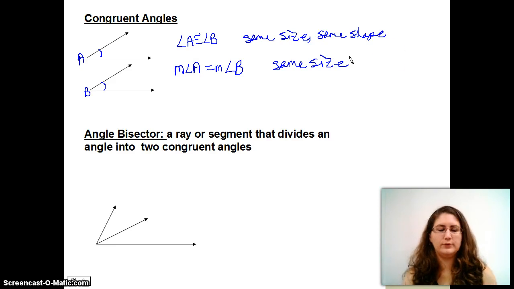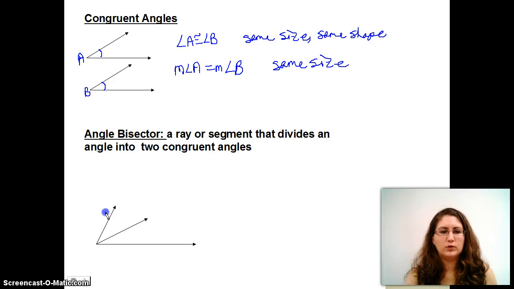Notation, notation, notation. Alright, the angle bisector, if you think about bisector, bi means two, like a bicycle has two wheels. In biology, you dissect stuff, so you're cutting it, so sect means to cut. So bisector means it's going to cut something in two. So an angle bisector is a ray or segment that cuts an angle into two congruent segments. We're going to cut it directly in half.